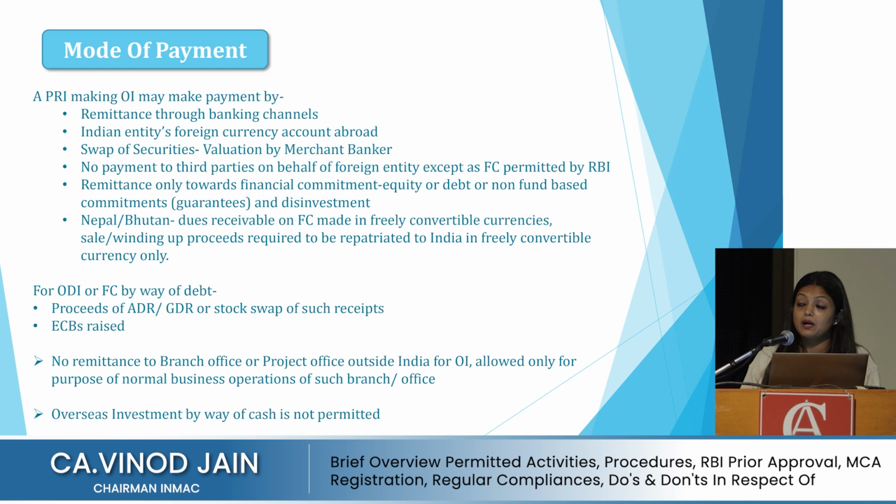No remittance to a branch office or project office outside India for overseas investment is allowed. No remittance can be given to them. Only what is allowed is for the purpose of normal business operations of such branch or office. And overseas investment by way of cash is not permitted. So the basic thing is when you remit money, you cannot remit money through your branch office. Money that your branch office has, you can't utilize when making overseas investment. That is the basic objective. You have to send it directly from India.